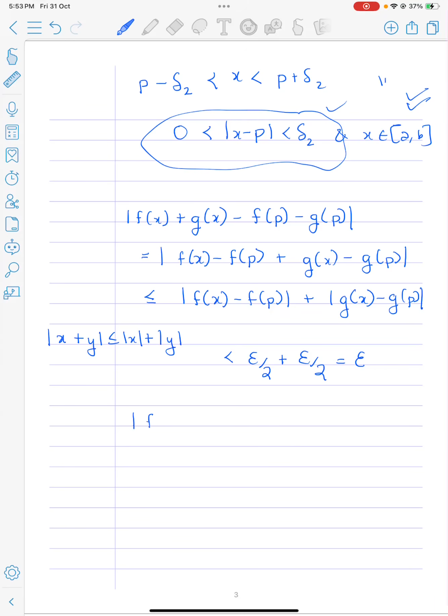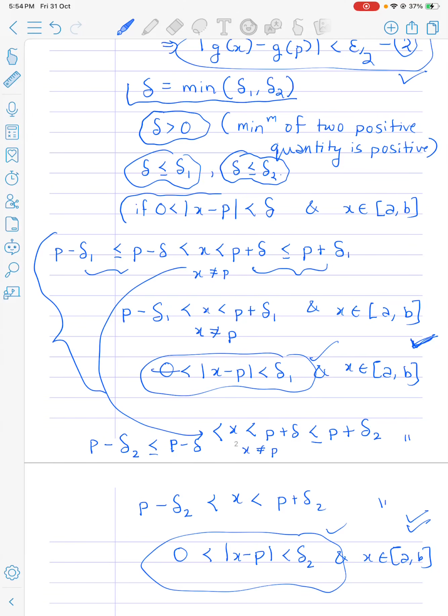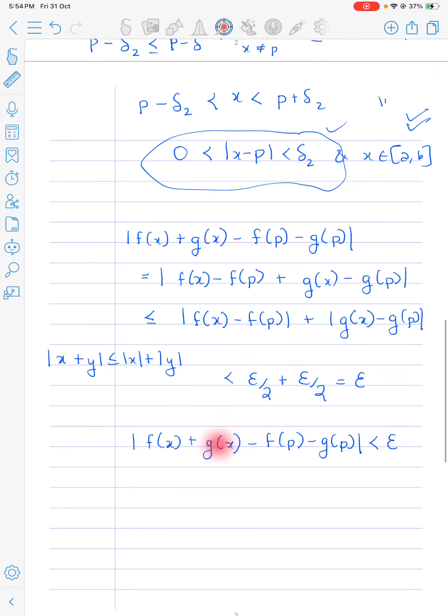So I have shown that f(x) plus g(x) minus f(p) minus g(p), this is less than epsilon. Okay, and I started out with taking this thing. If this one is true, if you take this delta, then this is true.